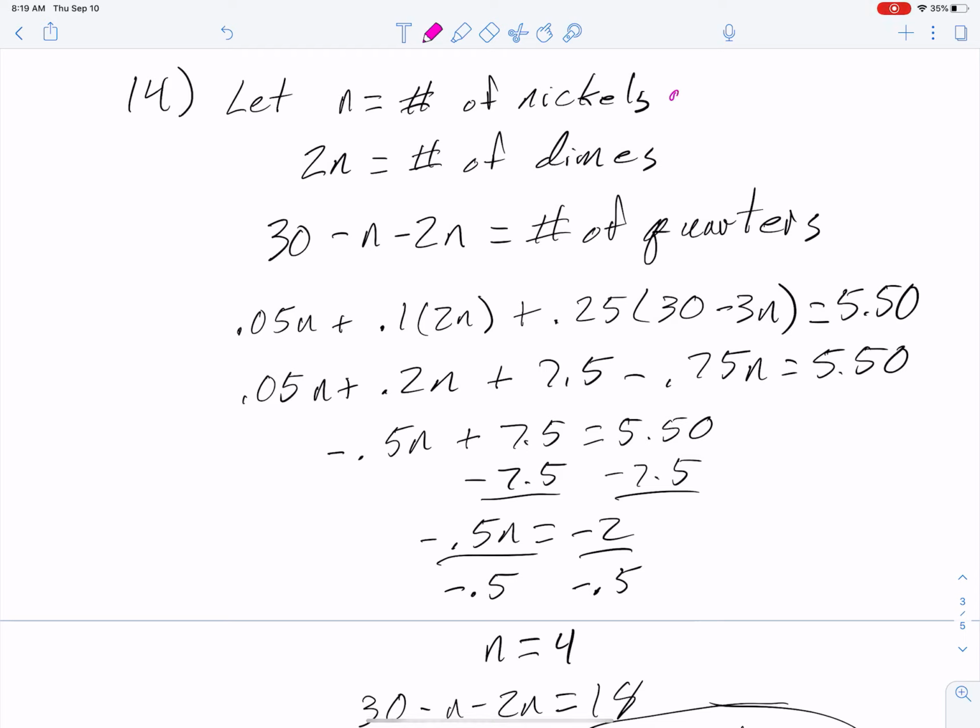So I start with n is the number of nickels. Since they told me there's twice as many dimes, that's an easy way to represent nickels and dimes. So n is the number of nickels, 2n is the number of dimes. And again, since they told us that there's 30 coins to begin with, if I subtract the number of nickels, I subtract the number of dimes, I'm going to know the number of quarters. And so I'm able to set up my equation.